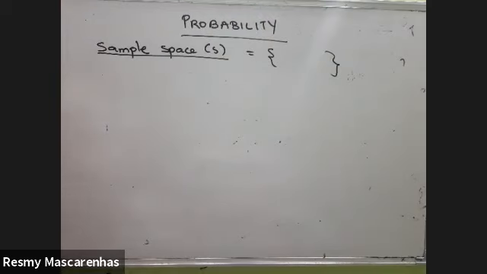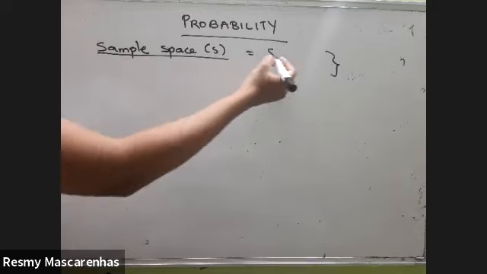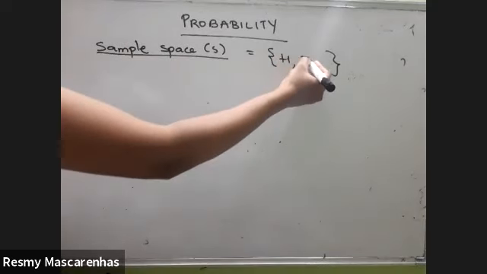It means any experiment you are trying will always have some result. There could be many possibilities. For example, if you are tossing a coin, there will be two possibilities. Either the result will be head or tail. So when you toss a coin, either you will get head or tail.